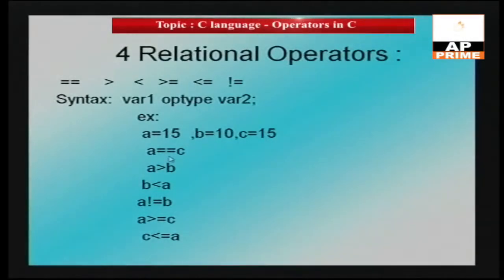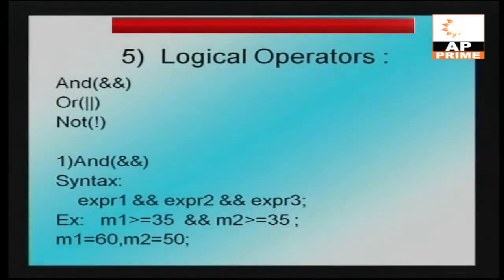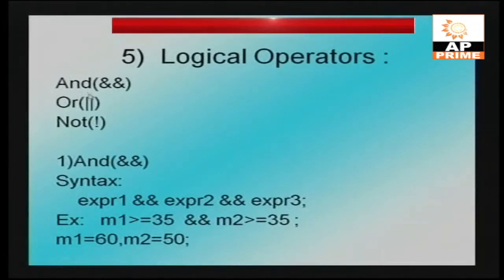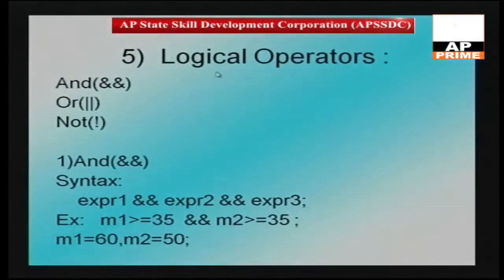What is one more category of operator to move on? Logical operators. You see which logical operators are there. In C programming language, AND, double ampersand symbol is used, OR, double pipe symbol is used, NOT, exclamation symbol is used. Now see, AND, OR, NOT are called logical operators. What is the reason for logical operators? Actually, the logical operators are used to check the conditions or to check the decisions.